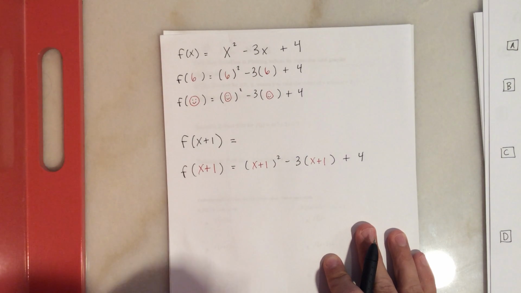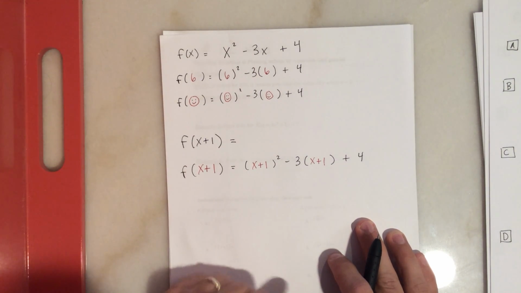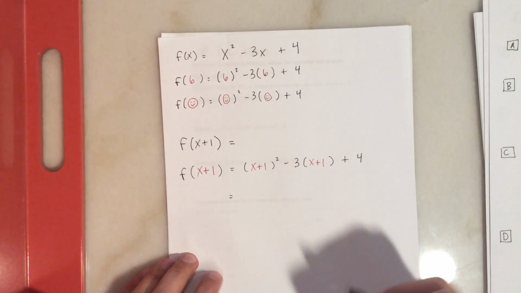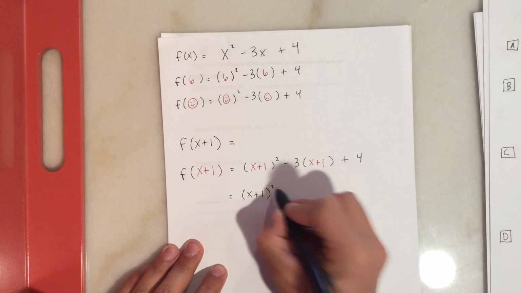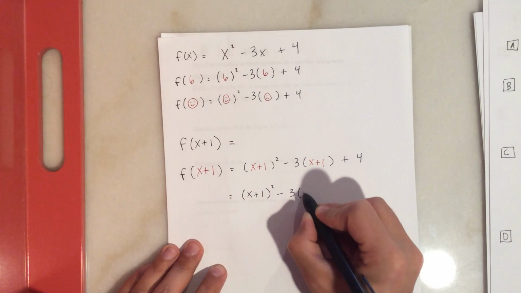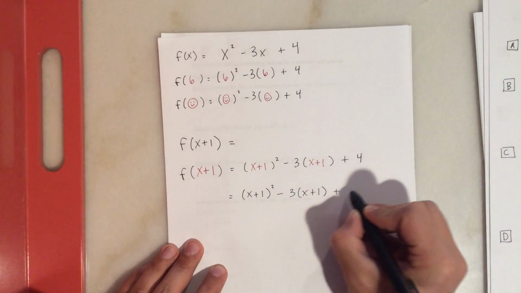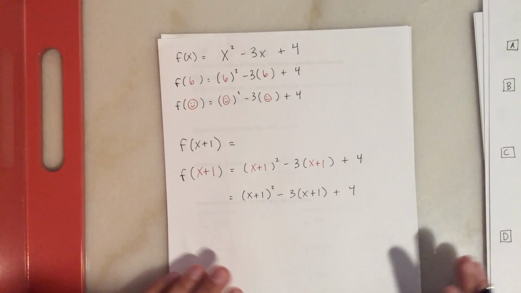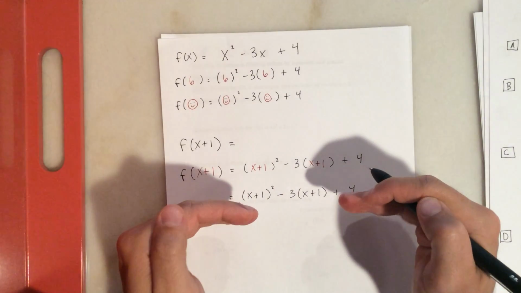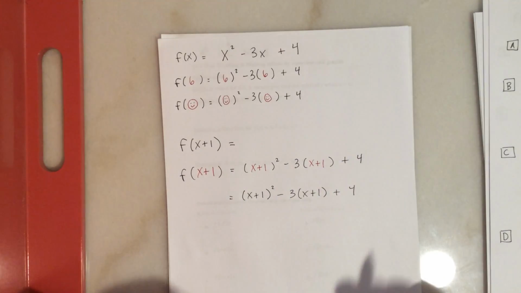And then use your algebra skills to simplify. So, getting rid of the color now, I'm just rewriting it in one color: x plus 1 squared minus 3 times x plus 1 plus 4. Let's just distribute, reduce, combine like terms. Let's use our algebra to simplify this into a final answer.